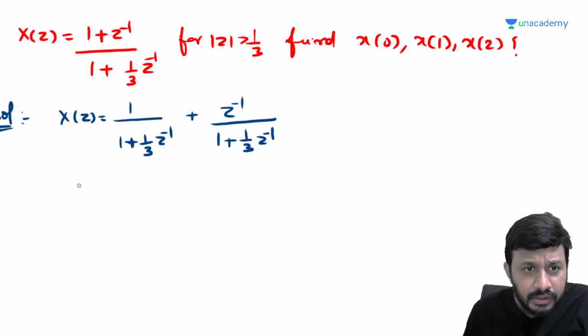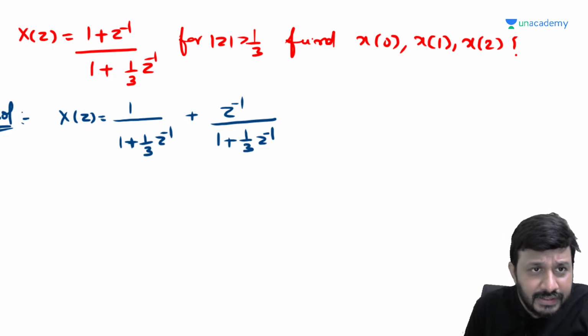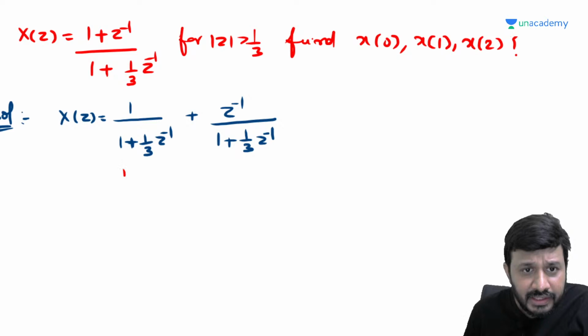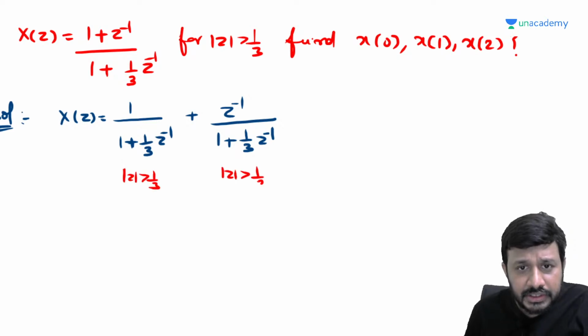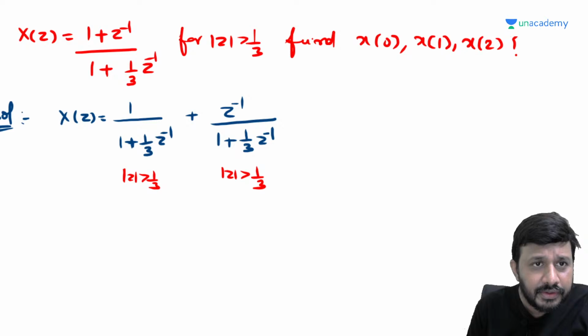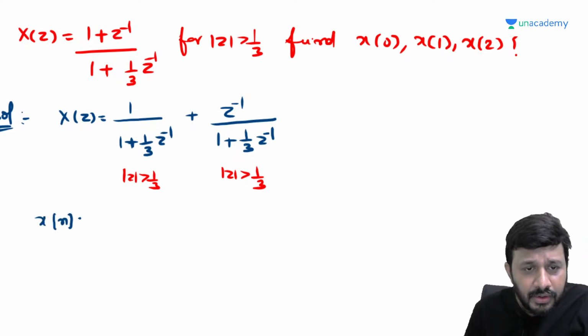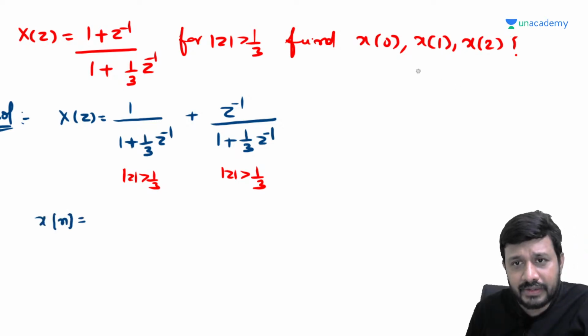Now, taking the inverse Z transform, the ROC must be given. He has given the ROC as mod Z greater than 1 by 3. No issues here. So x of n is equal to 1 by 1 minus AZ inverse. Let me recall, 1 by 1 minus AZ inverse for mod Z greater than mod A is a power n u of n.